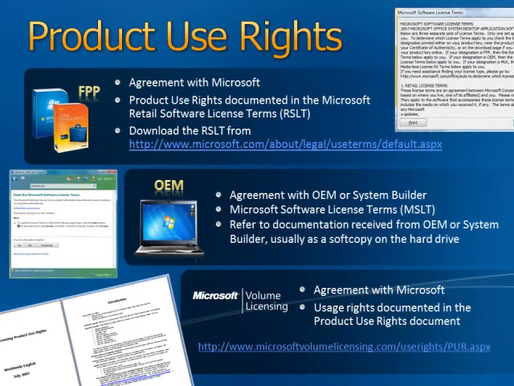If you purchase an OEM license, you have basically taken out an agreement with the OEM or system builder. And the document that lists what you can and can't do with that software is known as the Microsoft Software License Terms. Finally, if you've bought through Microsoft volume licensing, you've got an agreement with Microsoft, and the product use rights document is the document that specifies what you are and are not allowed to do with that software.